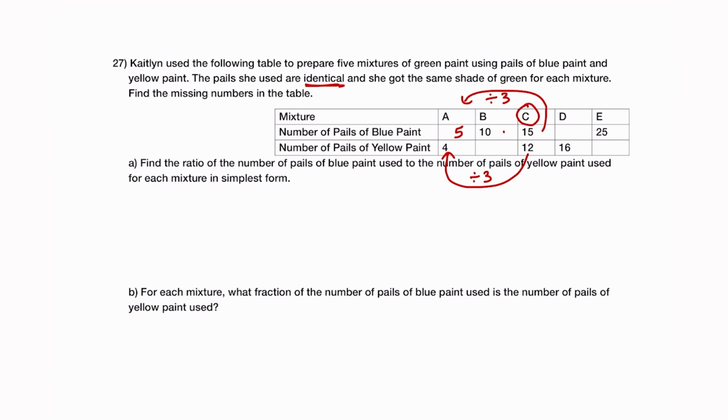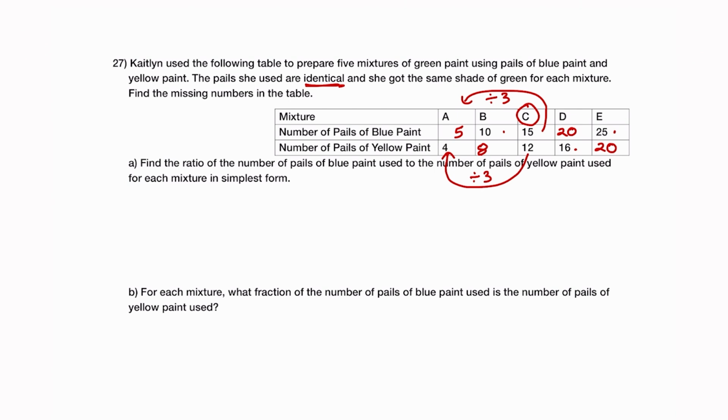5 to 10 is times 2 here. So 4 times 2 will give us 8. Now 4 times 4 gives us 16. So 5 times 4 will give us 20. 5 times 5 gives us 25. So 4 times 5 will give us 20.